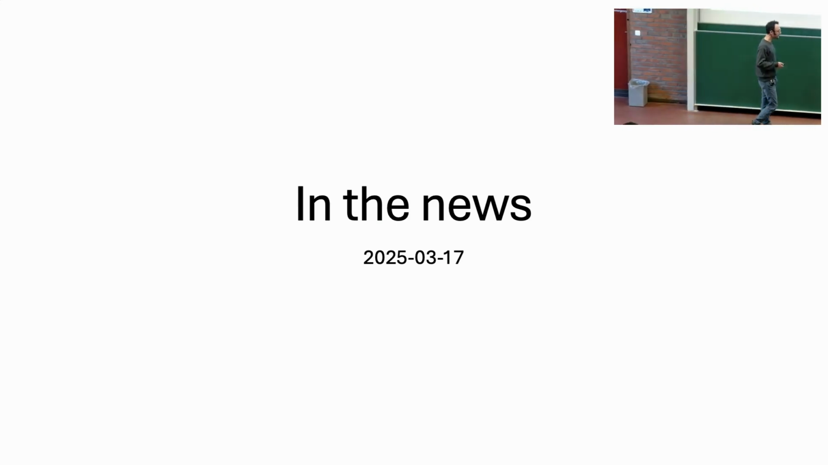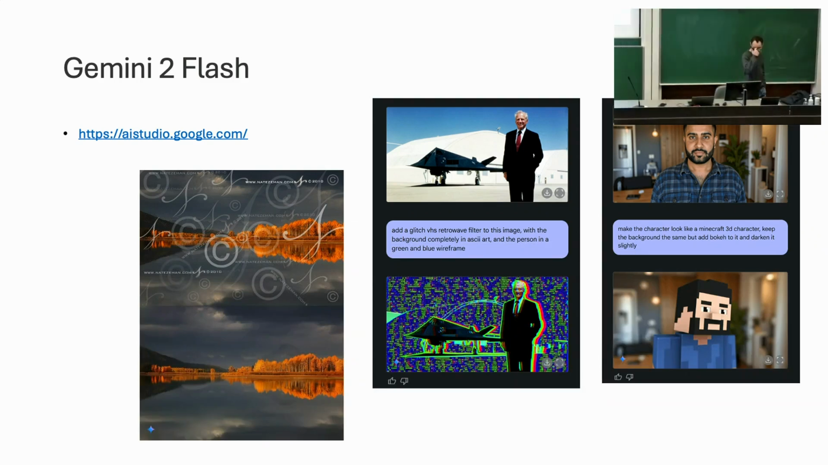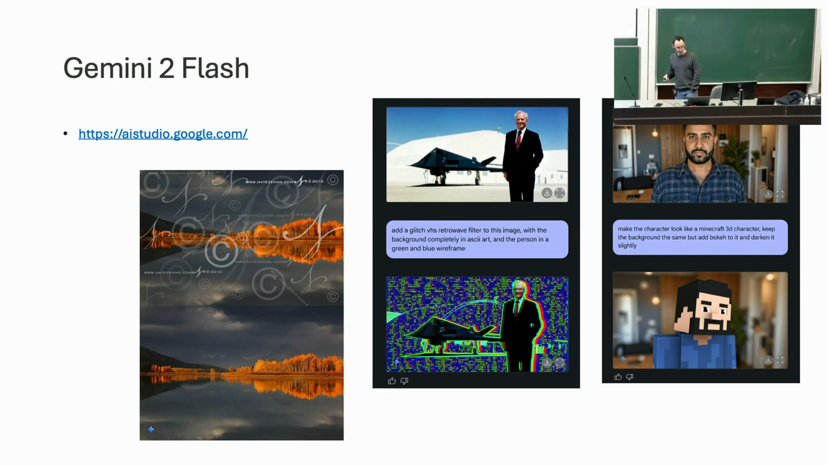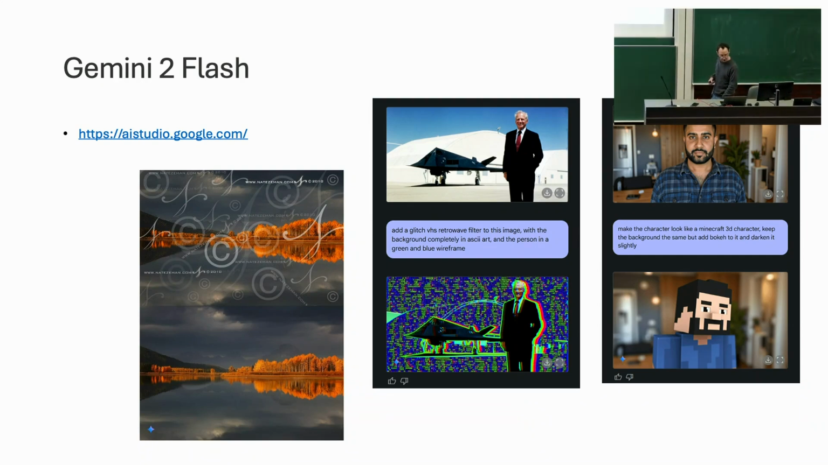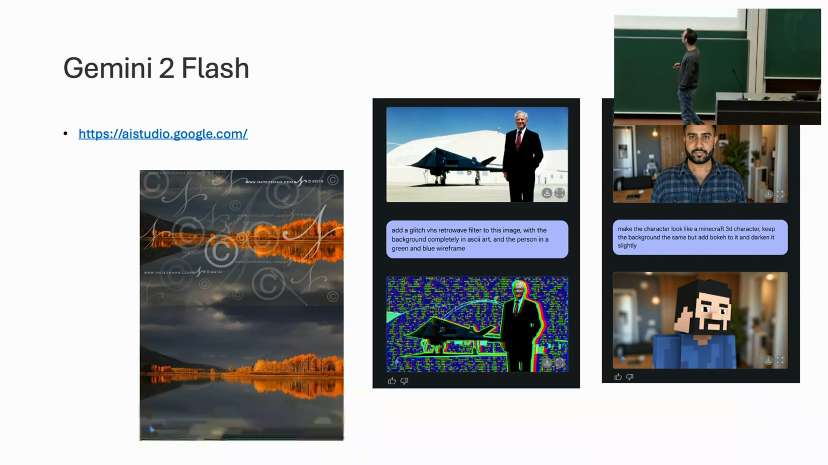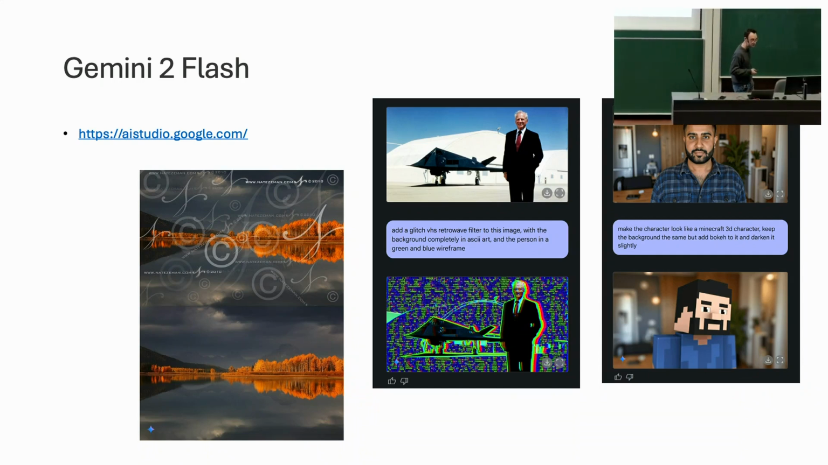First of all, like always, a bit of news tidbits from the past week. Things are happening fast in LLM land and in multimodal land. Google has published an experimental version of their Gemini 2 Flash model, which turns out to be really at the forefront in terms of image consistency and image understanding.